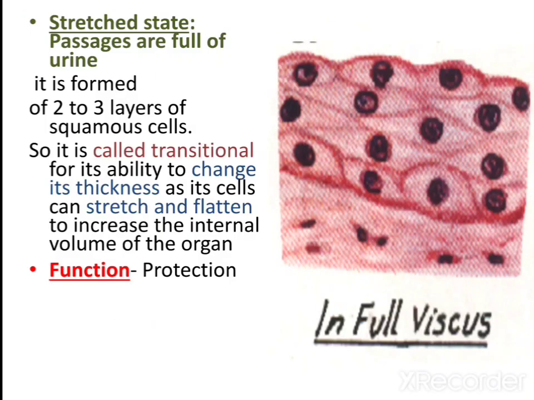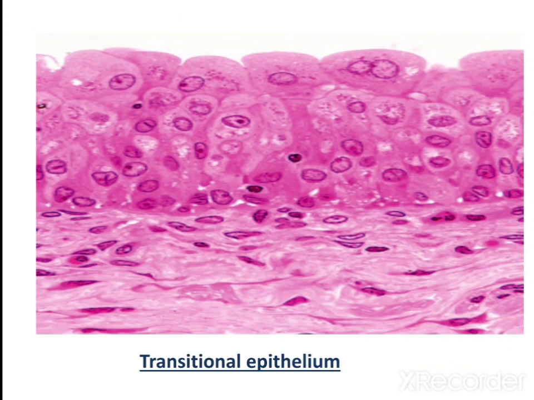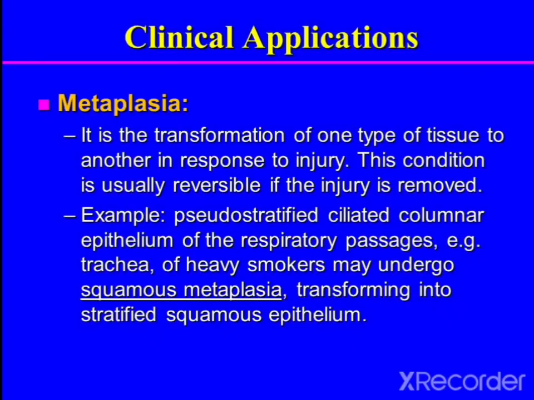In the stretched state, when the passage, that is the urinary bladder or pelvis, is full, then it forms only 2 to 3 layers of simple squamous cells. That is why it is named as transitional, because of its ability to change its thickness. So there is transition in its shape. Then the function over here is protection. So this is the histological view of the transitional epithelium.